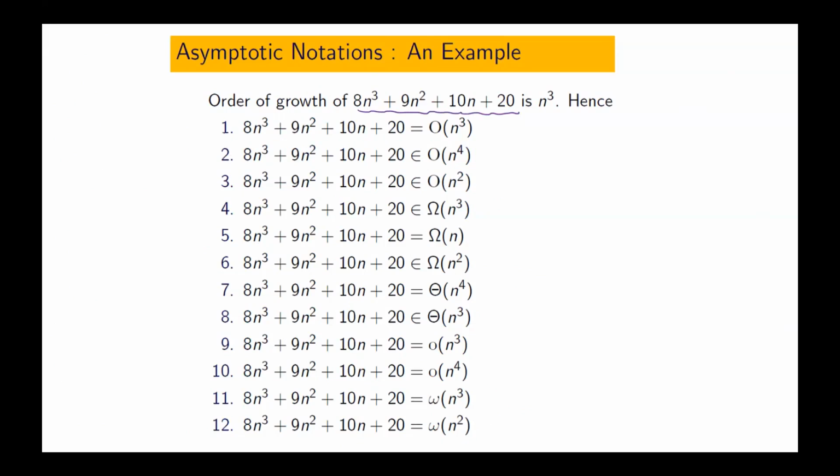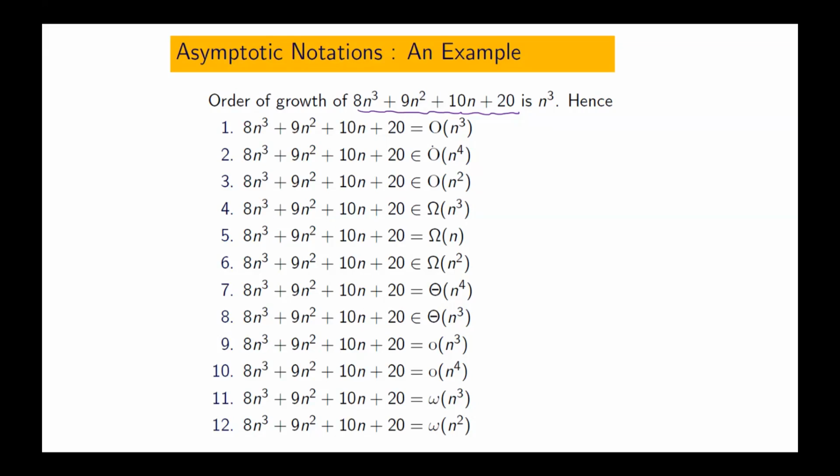Even if you are not able to follow at least one among these 12, that means you have not understood asymptotic notations clearly. There is no half understood, half not understood. Only 100% understood or not understood. All 12 you should understand.